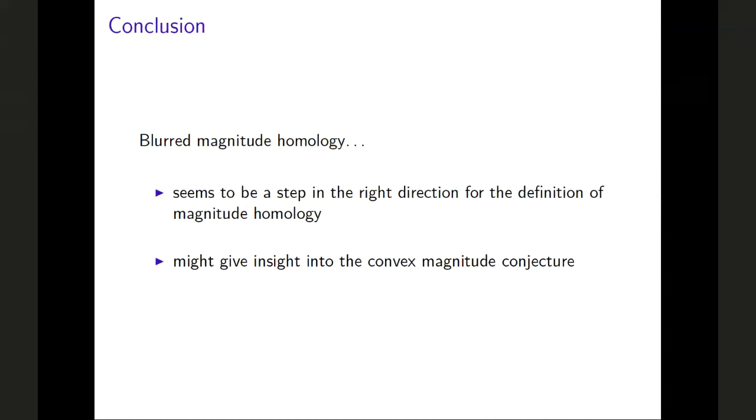Okay, great. Any questions? I have one question. Hey Nina, can you give me some intuition about what it means to blur magnitude homology? I think I got lost in the algebra. I'm sorry, what was the last thing you said? Some intuition as to what it means to blur magnitude homology?